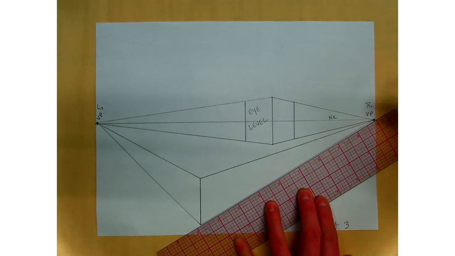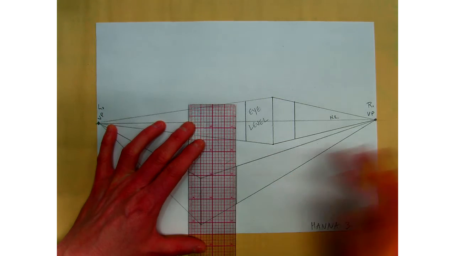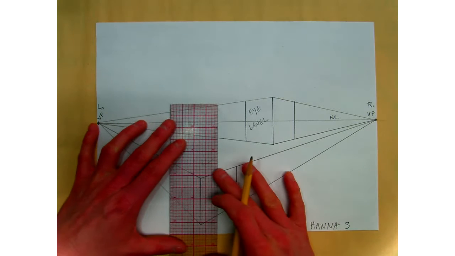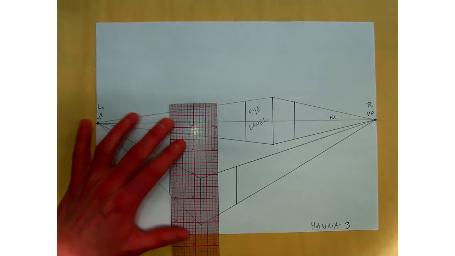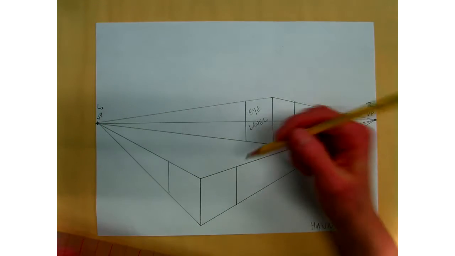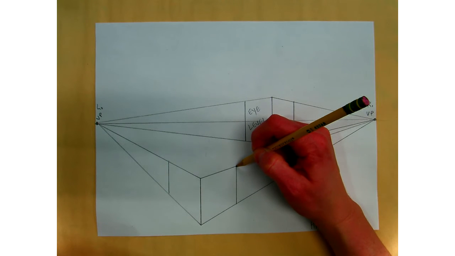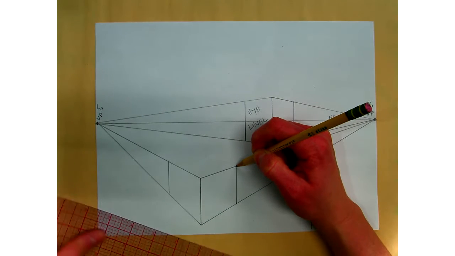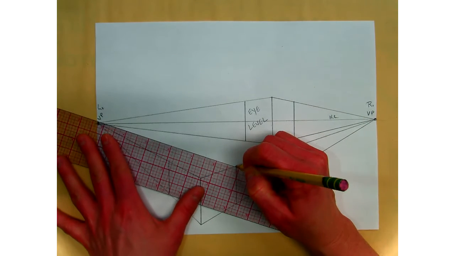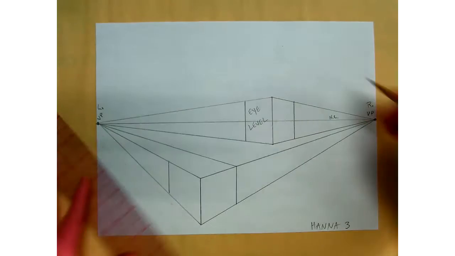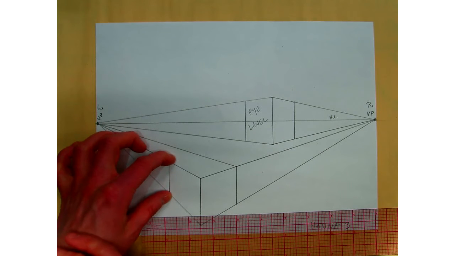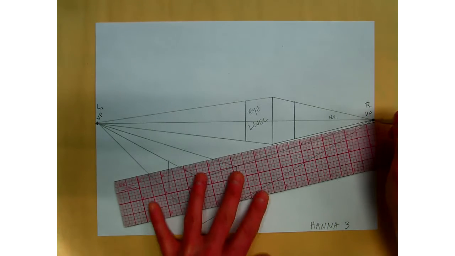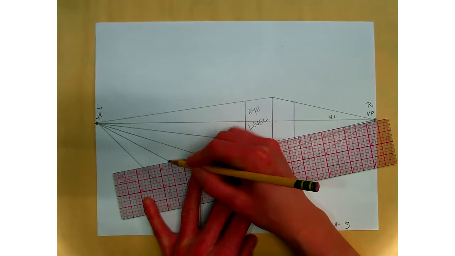Now to finish this off, put in 2 vertical lines in between the 2 converging lines. Now to finish off the top of the box, we're going to go from the top of this vertical line over here, that's in between the 2 converging lines on the right, and take it back to the vanishing point on the left. Then do the same thing with a vertical line in between the 2 converging lines on the left, and take it back towards the vanishing point on the right.